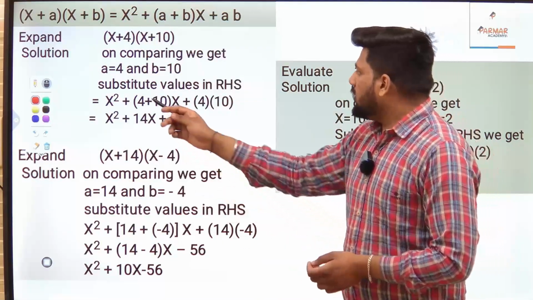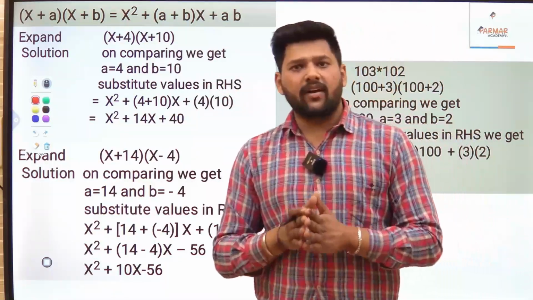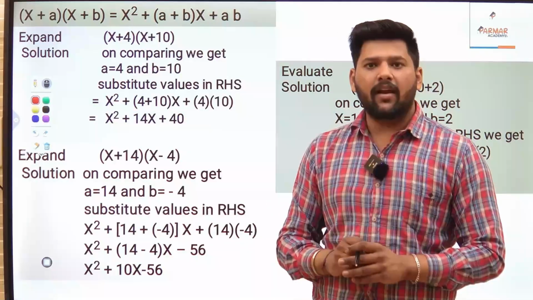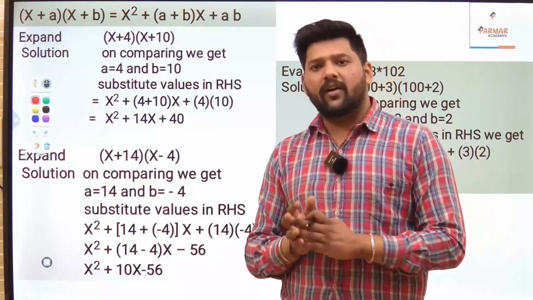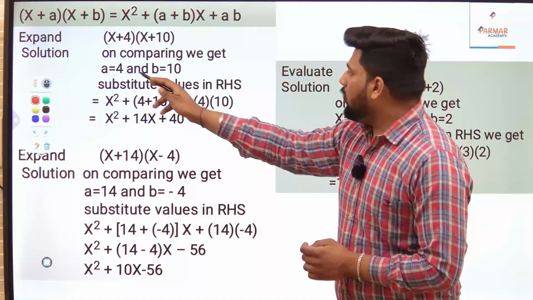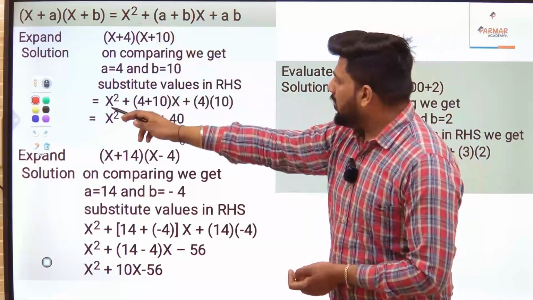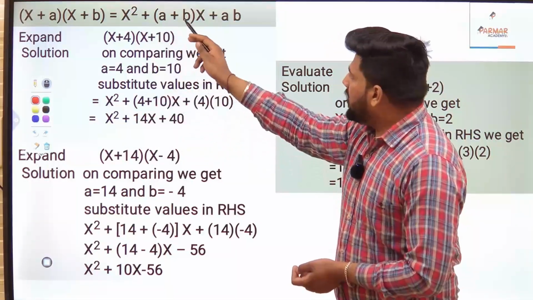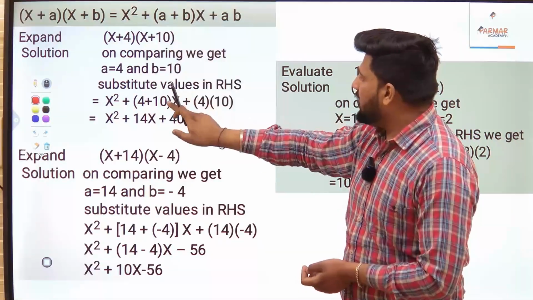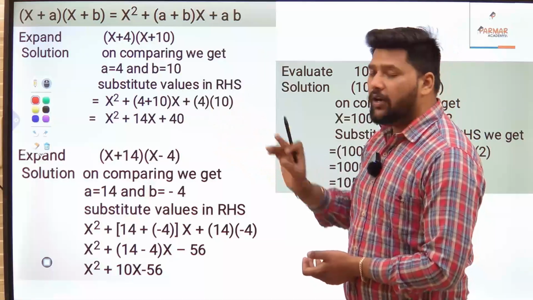Now simply substitute the given values in the right hand side, because the left hand side is already given. So after comparison and getting the values, we will substitute the values in the right hand side. Now substitute a is equal to 4 and b is equal to 10. So x square is here plus a plus b, where a is replaced by 4 and b is replaced by 10, x is here plus a into b, means 4 into 10.